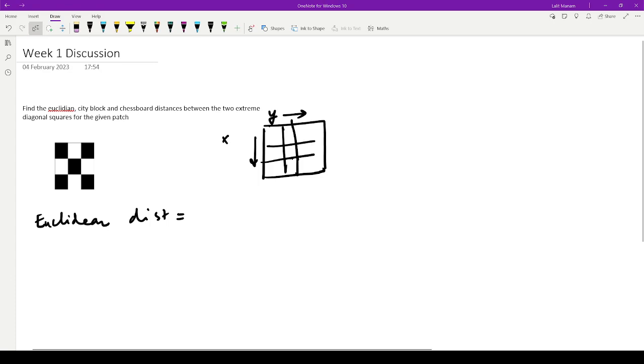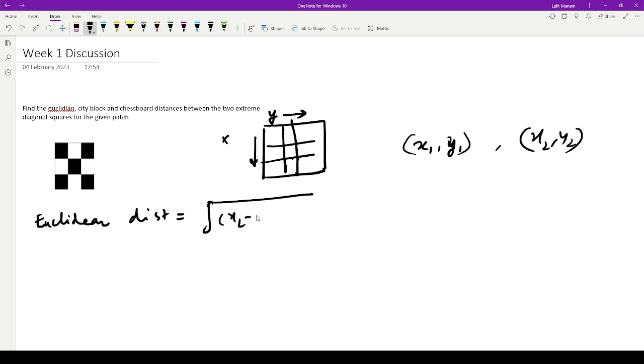Okay, people are still joining, I guess. So what is the Euclidean distance given any two points? If I call the first point x1 comma y1 and the second point x2 comma y2, what is the Euclidean distance? Root of x2 minus x1 squared plus y2 minus y1 squared.